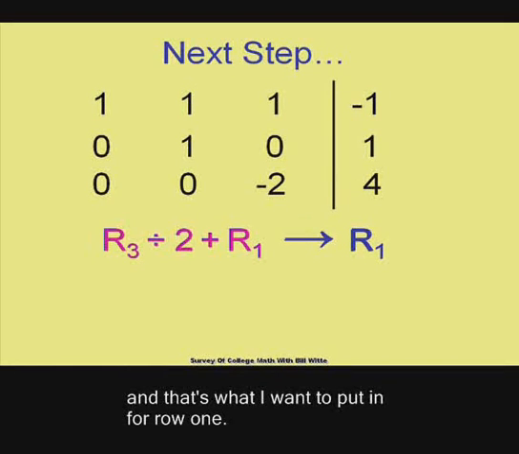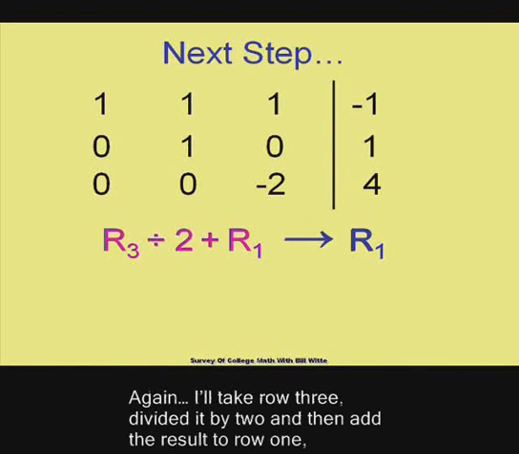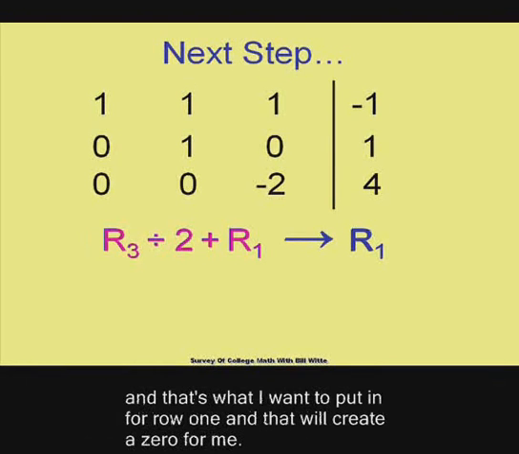Do it again. Take row 3, divide it by 2. Of course, the zeros won't be a factor. They'll end up being 0. I'm going to take that negative 2, divide it by 2, and it'll become a negative 1. Add it to row 1's positive 1, and that'll create a 0 for me. See how sweet that'll look?